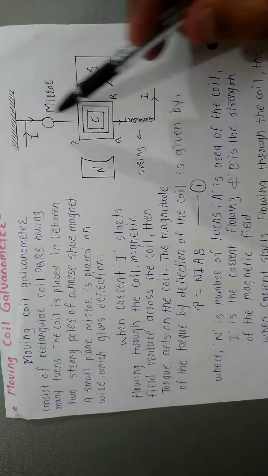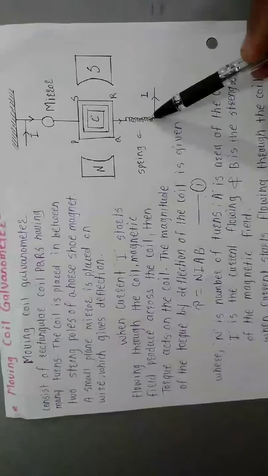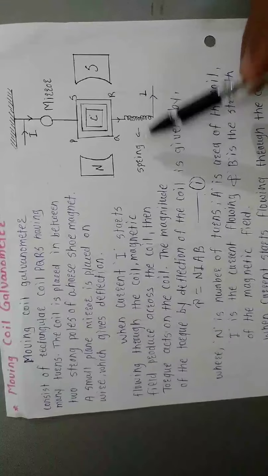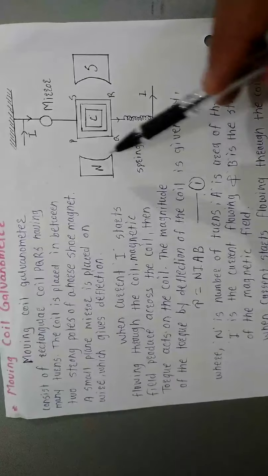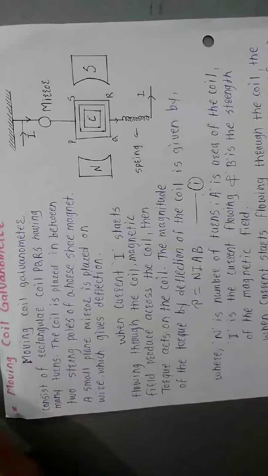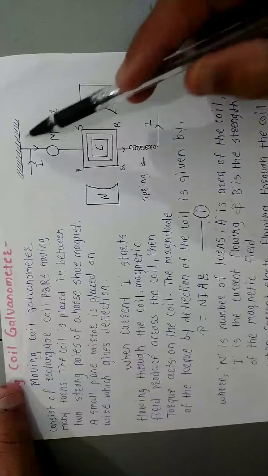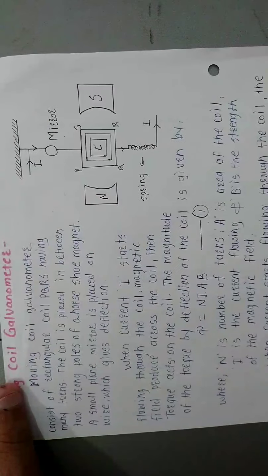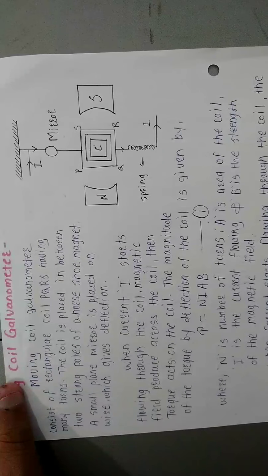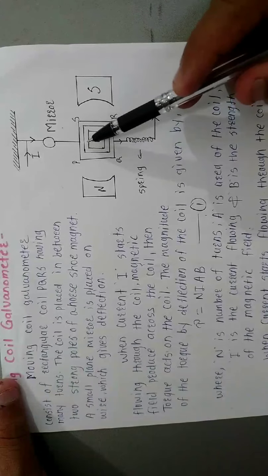One end of the coil is connected to a fixed rigid support and the second end is given to a spring, called a helical spring. This coil is also placed between two strong pole pieces of a horseshoe magnet. One mirror is also connected along the wire, which is used to show the deflection due to the current flowing through the coil.